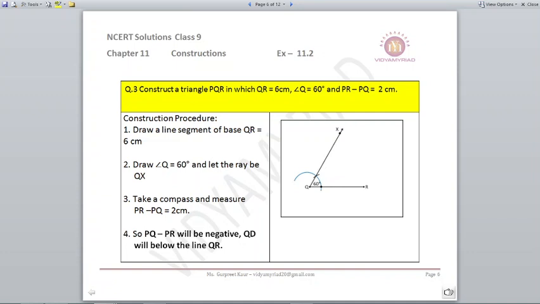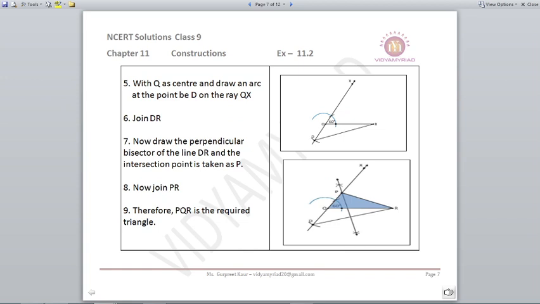Now here you will draw a line QR of 6 centimeters and at Q you will draw 60 degrees. Draw a straight line and name it QX. Now I want to cut PR minus PQ as 2 centimeters, which is not possible. So I will write it as PQ minus PR. It becomes minus 2, or negative, which means I will cut the arc below the line QR. So you will extend XQ a little lower, take that length and cut the point, which becomes D.